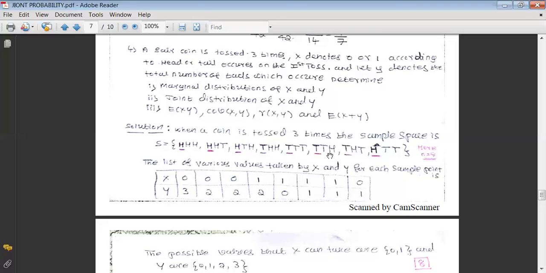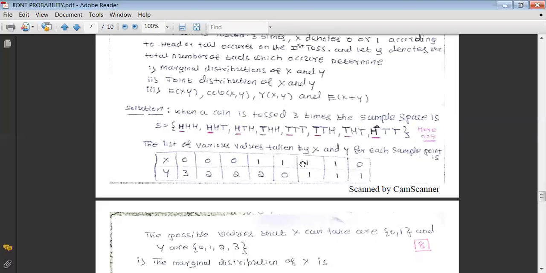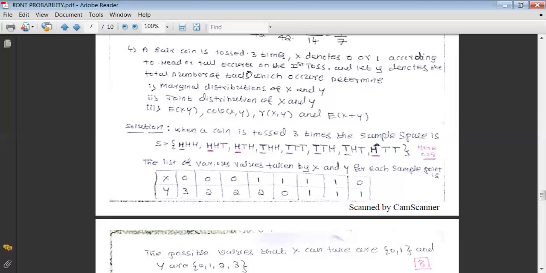In the sixth sample point, 1 head. In the seventh sample point, 1 head. In the eighth sample point, it is 1. And this table gives the values taken by X and Y for each of the sample points. And one more time, I remind you, please refer to this one as heads rather than tails.